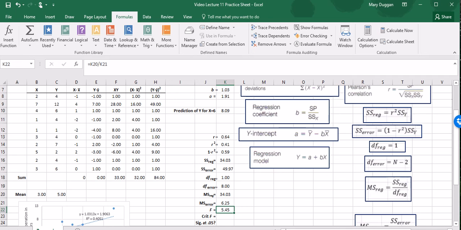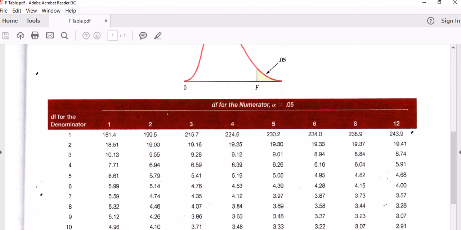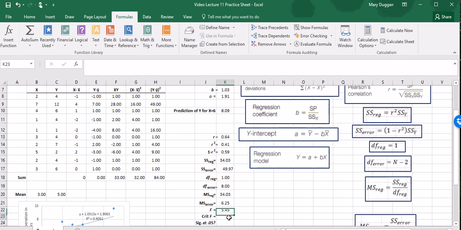We can determine if this F is statistically significant by looking at our critical values of F at the 0.05 and 0.01 significance level table. And that's in Appendix C of your book. So the degrees of freedom we already talked about for the numerator is 1. For the denominator it was 8. So our critical value for F is 5.32. So let's enter that here, 5.32.